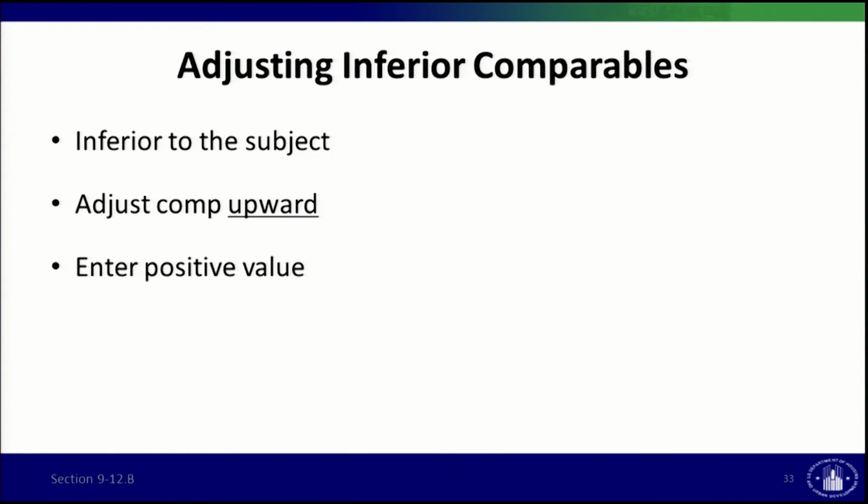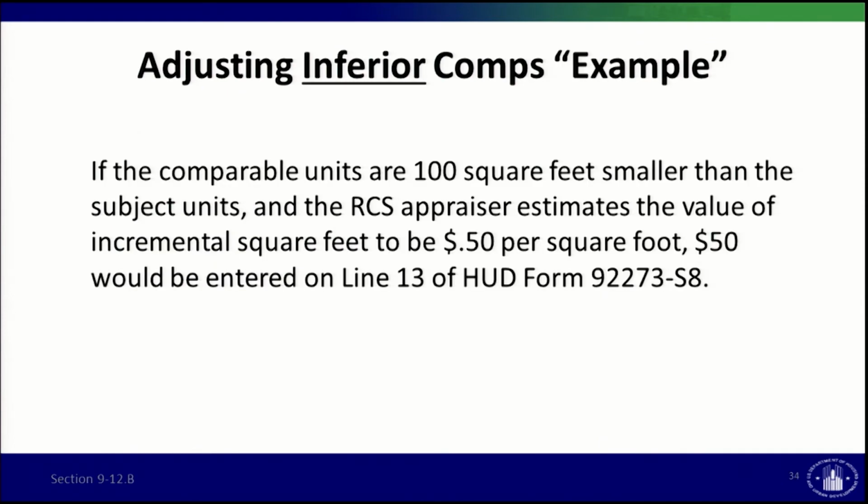If the comparable is inferior to the subject, then you have to adjust the rent in the comp upward. You would enter a positive dollar amount in the rent grid. Here's an example of how to do that on the next slide. If the comparable units are 100 square feet smaller than the subject, you estimate the incremental square footage to be 50 cents a square foot. So you would enter a positive $50 on line 13 of the form.